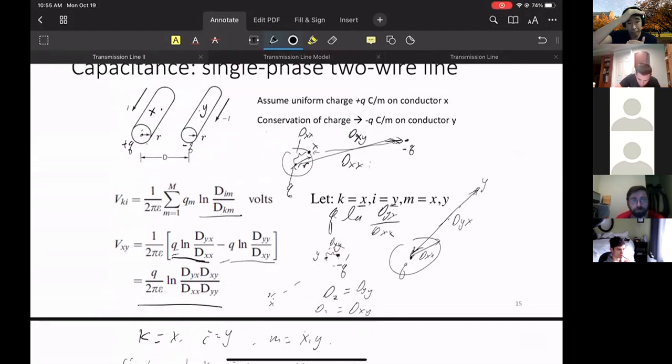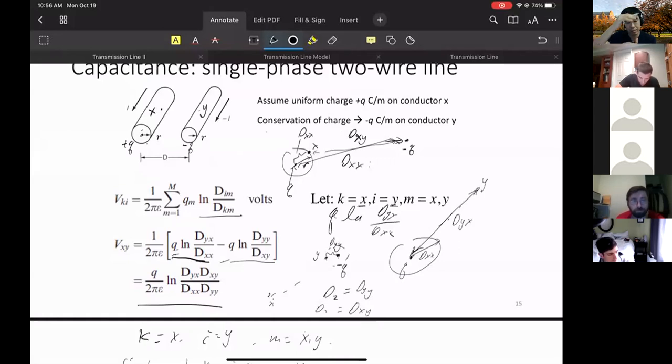So I have two conductors carrying current. I'm measuring the potential between the two conductors, from one conductor to another. If M denotes the charge carrying conductors, then they're X and Y. So this is X, this is Y. I'm measuring this potential difference.